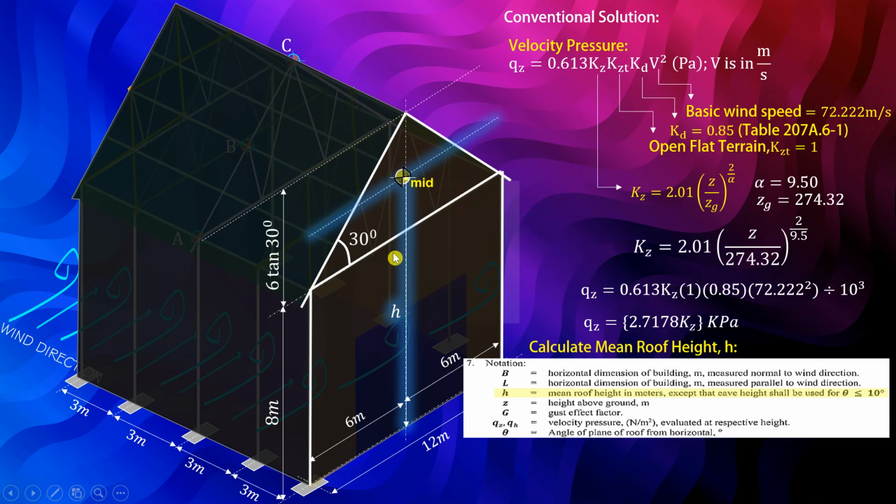So, yung roof slope natin is 30 degrees. So, yung mean roof height yung gagamitin natin. So, meron tayong eve height dito na 8 meters. So, 8 meters plus kalahati nitong 6 tangent 30. So, we have 9.732 meters. Ito yung H niya.